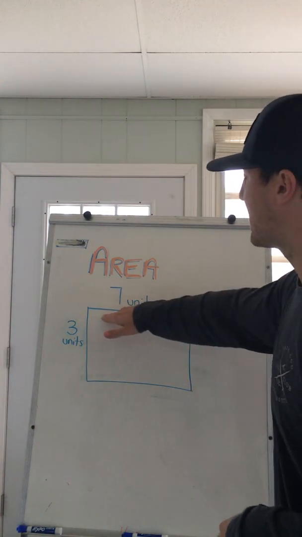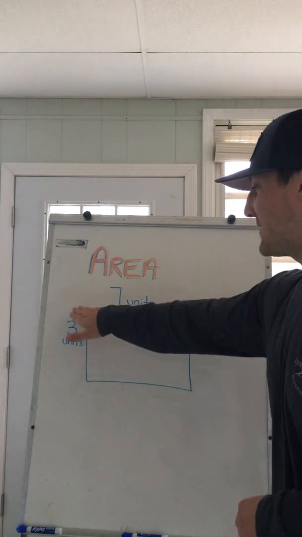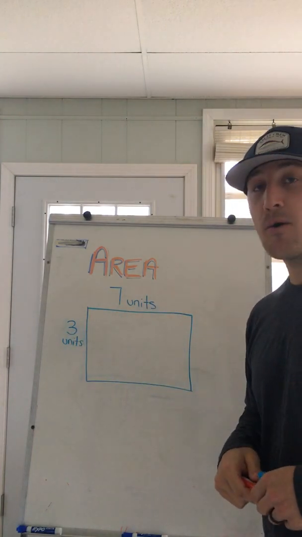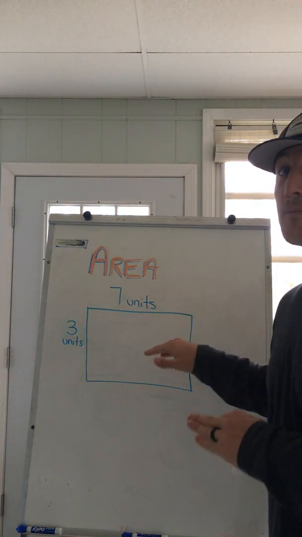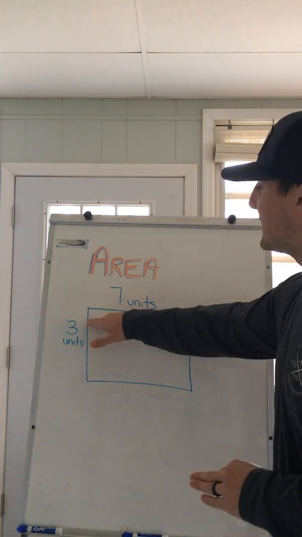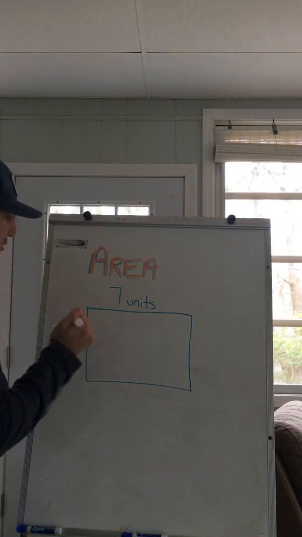First, I want to take a look at the top. Along the top, it says that it's 7 units long. And down the side, we have 3 units. So if I want to go back to what I already know, I could turn this into one of those problems with a square. If I know it's 7 units across the top, I could turn it into 7 units across the top.